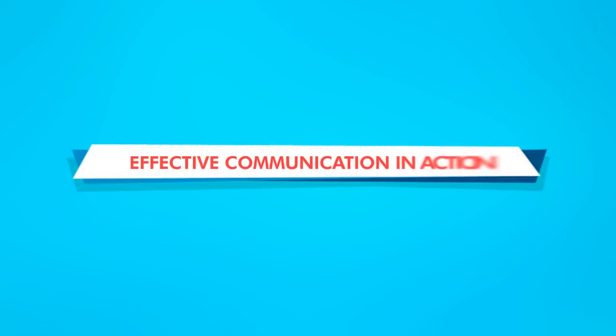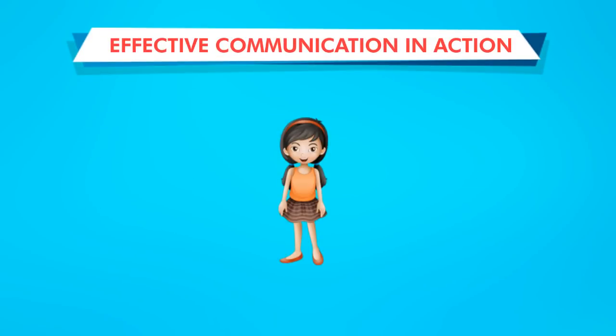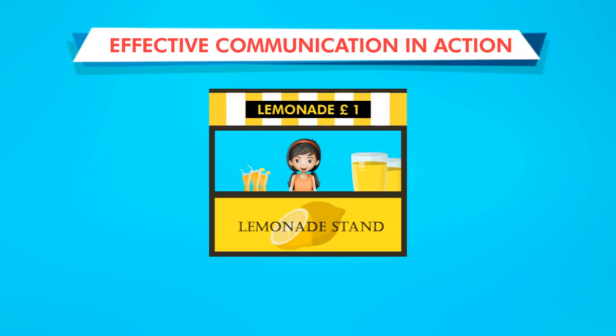To better understand the communication process in action, let's take a look at this example. Mary is a happy 7-year-old girl who decides to set up a lemonade stand so that she can save some money to help pay for her brother's operation. After a long day of selling, Mary has collected $20. She is overjoyed and cannot wait to tell her family about her success.